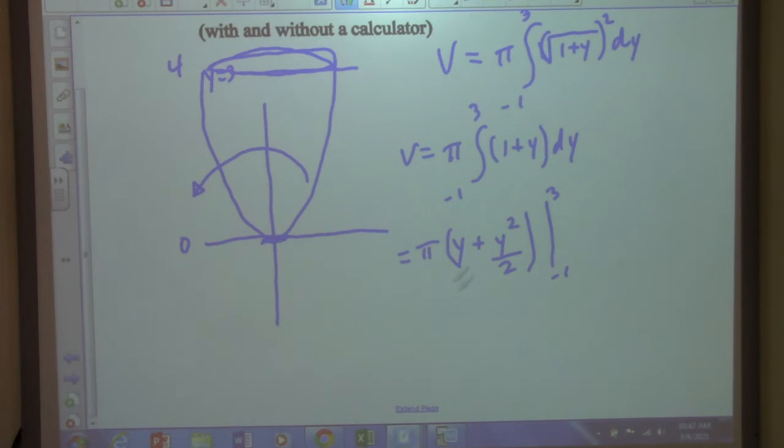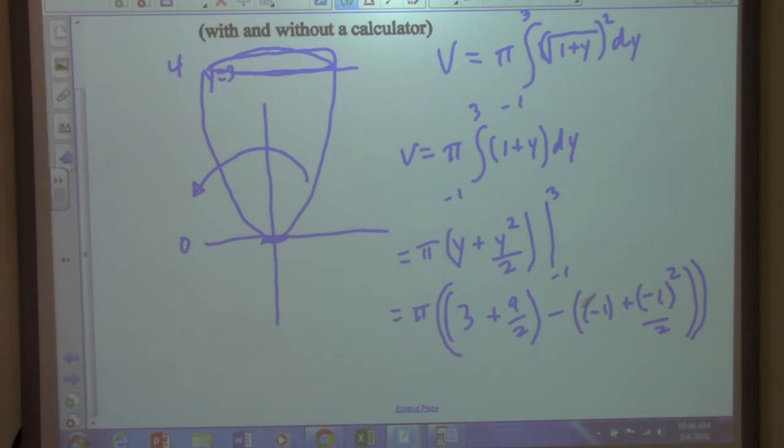And now we can just start plugging in here. Our answer is going to be 3 plus that 9/2 again, right? And then we're going to subtract out this thing here. We'll have -1 plus (-1) squared over 2, and that's going to be pi times everything, right?